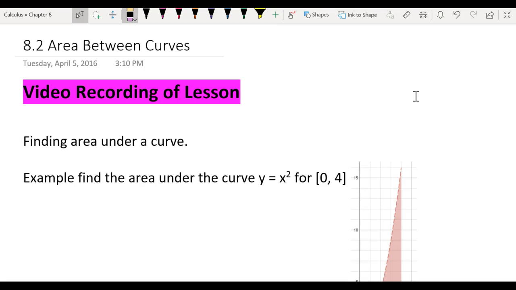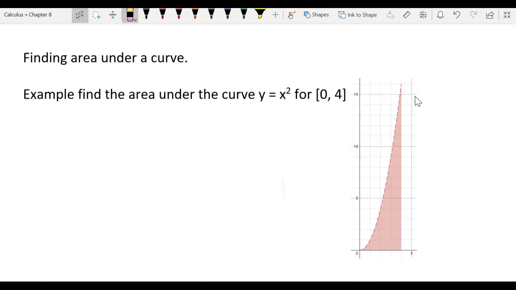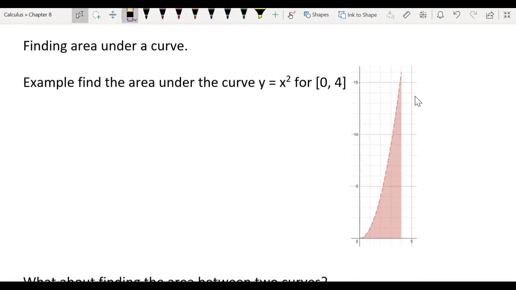Okay. Today we are covering area between curves. So in the past, we have done area under a curve. This is a situation where we did area under a curve. If we're doing area under a curve, it means we're doing the integral of something, correct? So this one would be the integral from 0 to 4 of x squared. And then we'd put dx after that, right? That's what usually goes there.